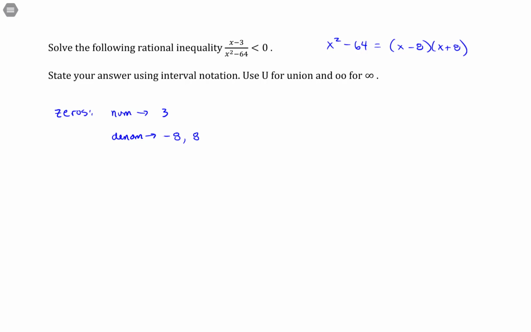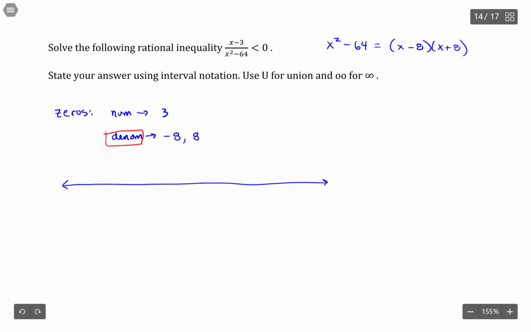Now, one thing that I need to make sure of is no matter what, I cannot include any zeros of the denominator. So these can't be part of my final answer, no matter what. So even if this was looking for values that are less than or equal to 0, I still could not include negative 8 and positive 8. They're asymptotes, so I can't use them.